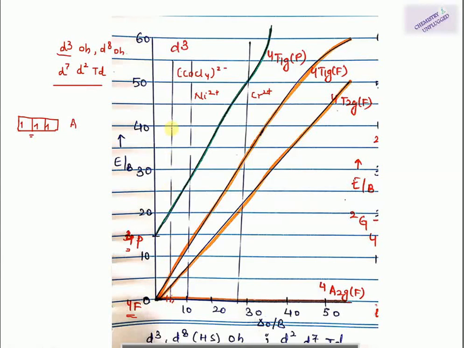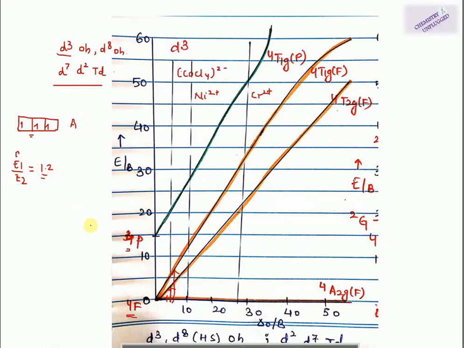Suppose this is E1 and this is E2. If we have the electronic spectrum, from which we can get the values of E1 and E2, and we have a fixed ratio. Suppose E1 upon E2 for the cobalt complex is 1.2. So you have two values of E1 and E2, and if you divide these two values you will get 1.2. From this value you can identify at which value of delta naught upon B you will get the ratio of E1 upon E2 equal to 1.2 in this graph.